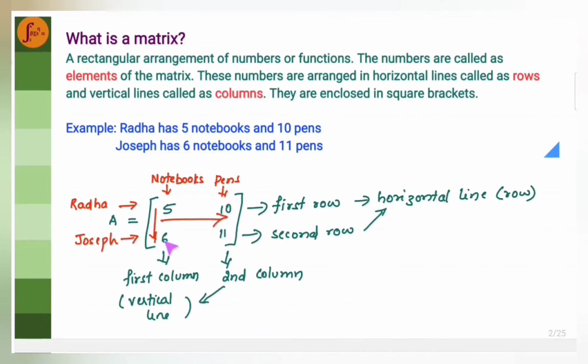So this kind of arrangement is called a matrix. And it is always represented within a square bracket like this. And a name is given to the matrix. It can be anything, A, B, C, D, any name. That will be called the name of the matrix.